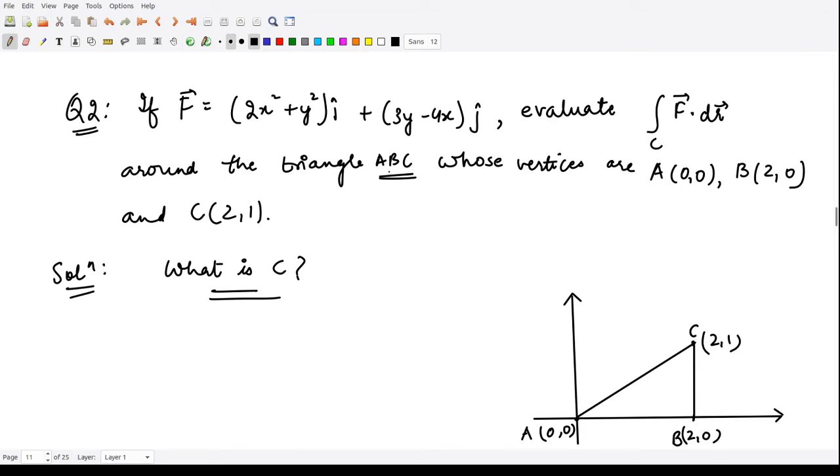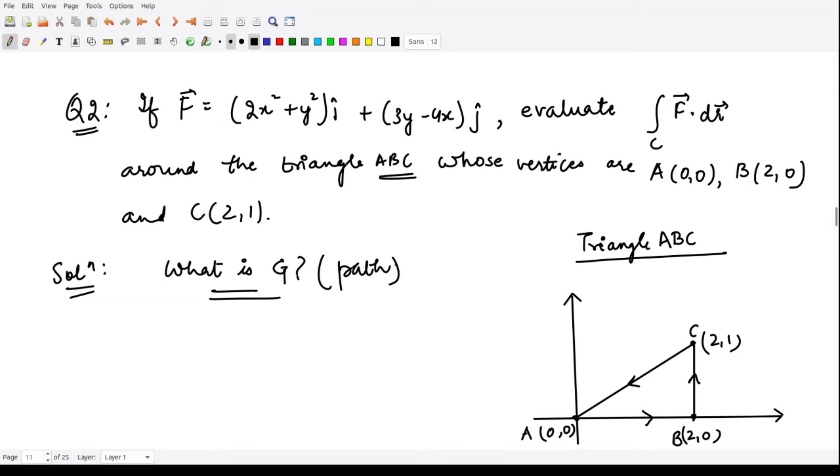So around the triangle ABC means firstly we have to start from A, go to B, so this is our direction, and then we start from B and go to C, so this is our direction, and then we start from C and go to A, because we are traveling in the direction of triangle ABC. So accordingly this is our path, and let me call it by some other name. Let's call this G. It is the path across which we are to perform this integration.